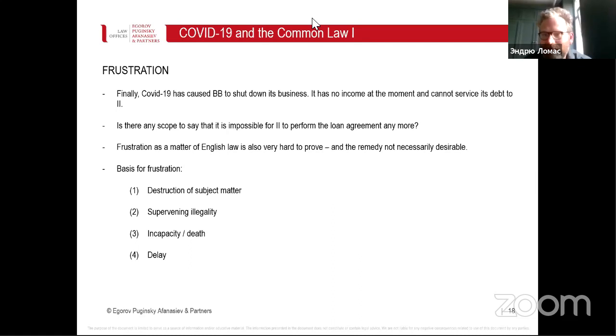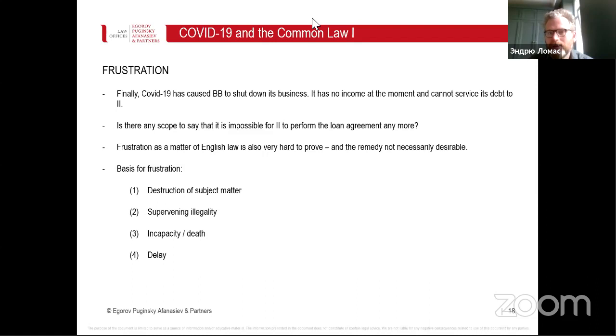Some form of supervening illegality. So would it now be illegal to perform the contract such that the contract is frustrated? Again, difficult to see in the context of a loan agreement, the performance of which is just being made difficult by coronavirus. Perhaps we can look at sanctions and frustration by way of sanctions, but that's just not a live issue here.